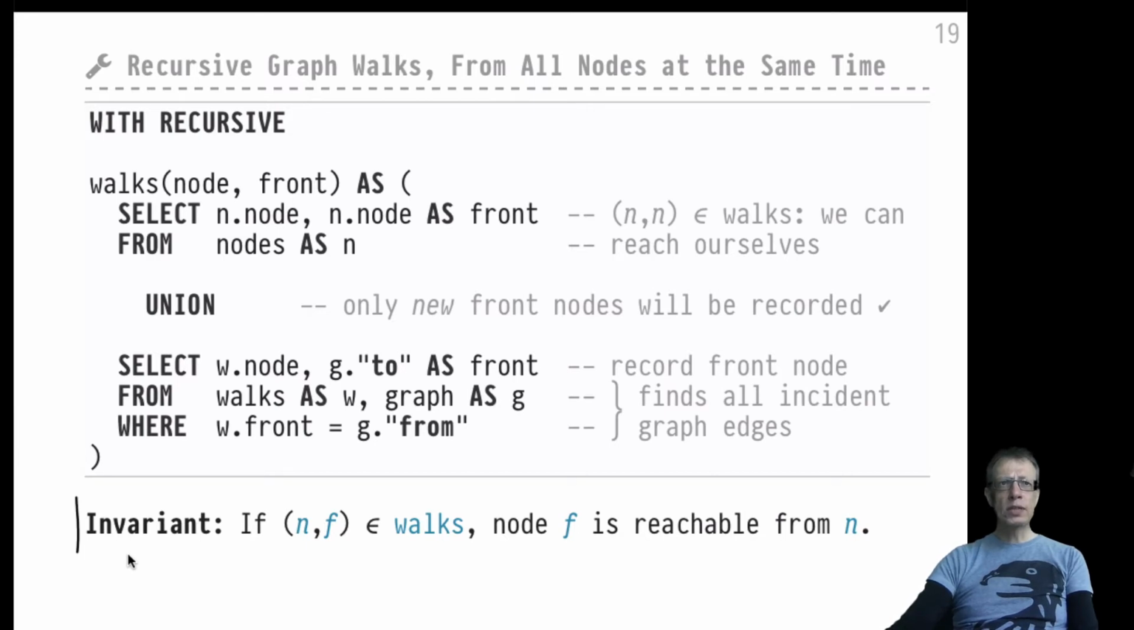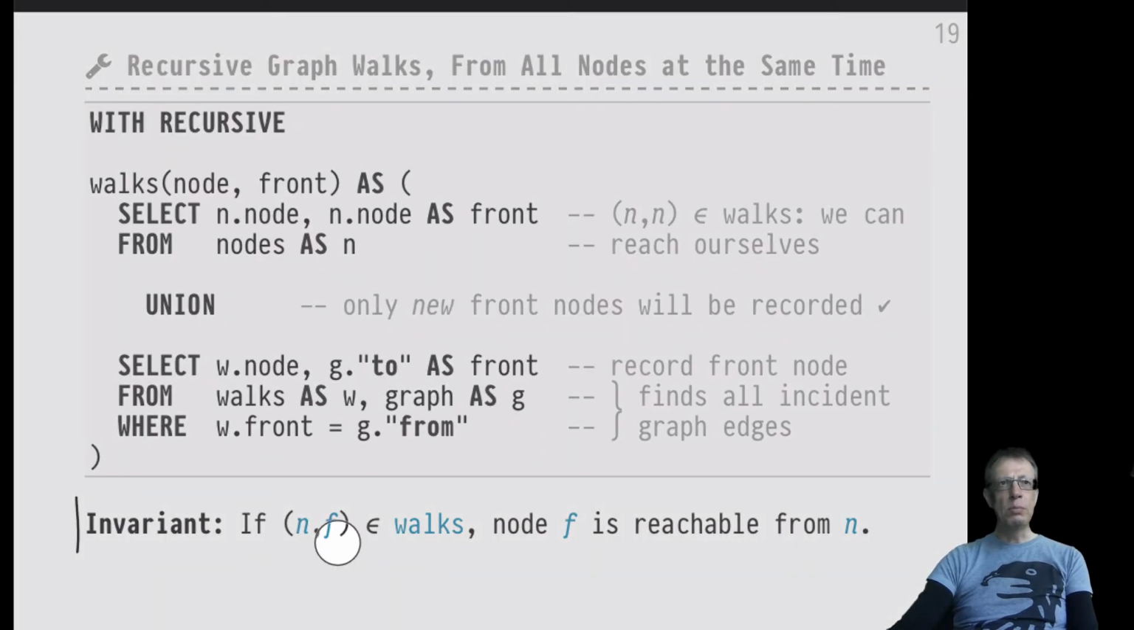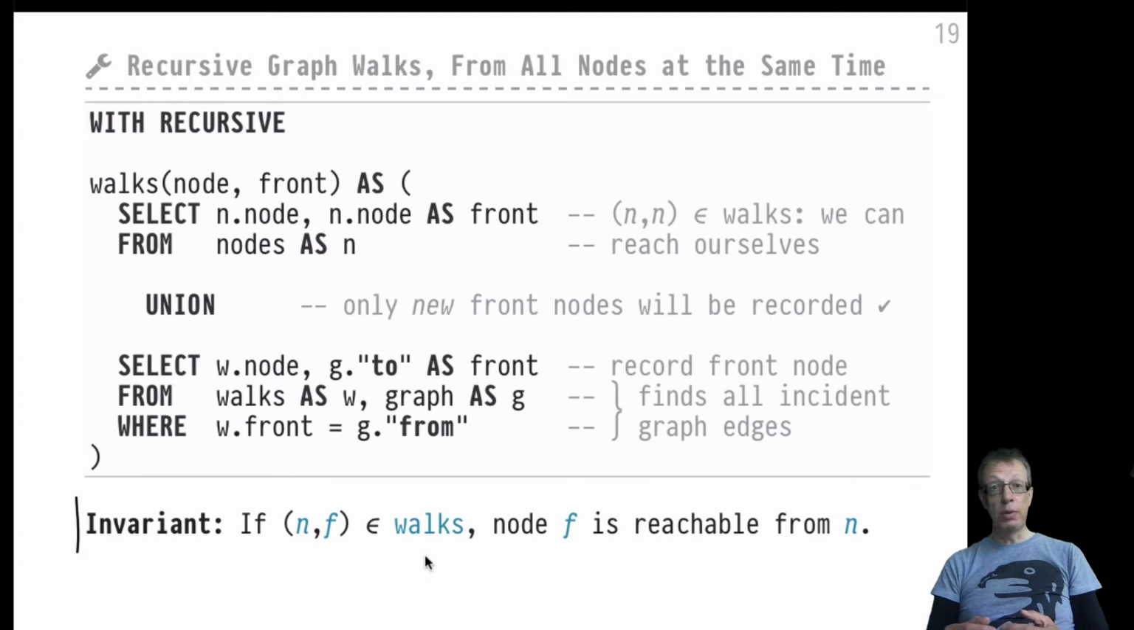So what does it mean if a particular row n, f, node, front, is found in this two-column table? Well, the meaning will be that node f is reachable from node n while we perform these particular walks. This is the semantics of this pair nf. If it's found in this walks table, then f is reachable from n by, well, maybe a 0-step path, 1 step, 2 step, any step length would be fine, but f will be reachable from n.